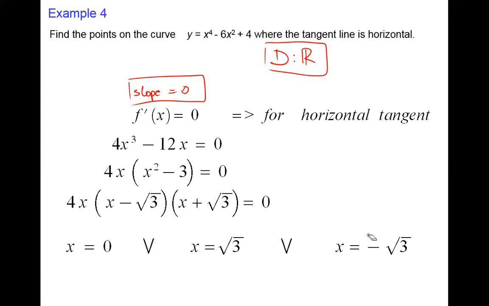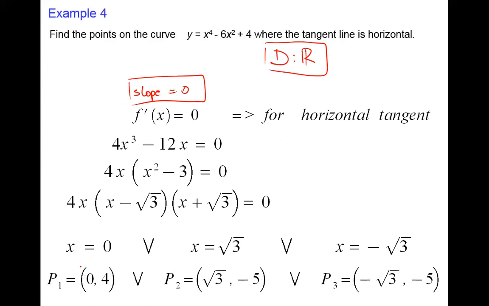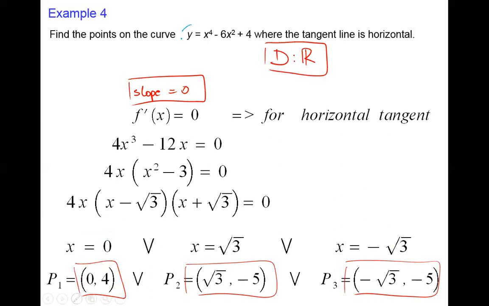I can take these values, substitute them into the original function, and get the corresponding y. That means for 0, it's negative 5, for square root of 3, it's 3 minus 5... The corresponding y values, one more time, I took from the original function. You can try to substitute and get 4 to get negative 5, to get another negative 5 because it's an even function.